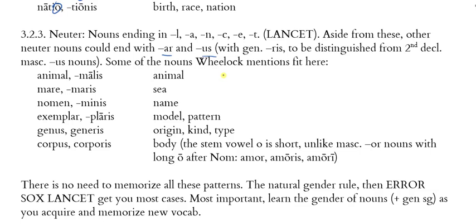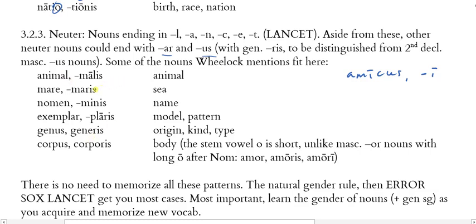Okay, we have second declension masculine -us nouns like amicus, and the genitive singular is amici, right? You see the long I with the genitive singular. Here, we're dealing with -is for these -us nouns. So these are third declension -us nouns, not second declension -us nouns, and those are neuter. Okay, so we have some of the nouns that Wheelock points out here.